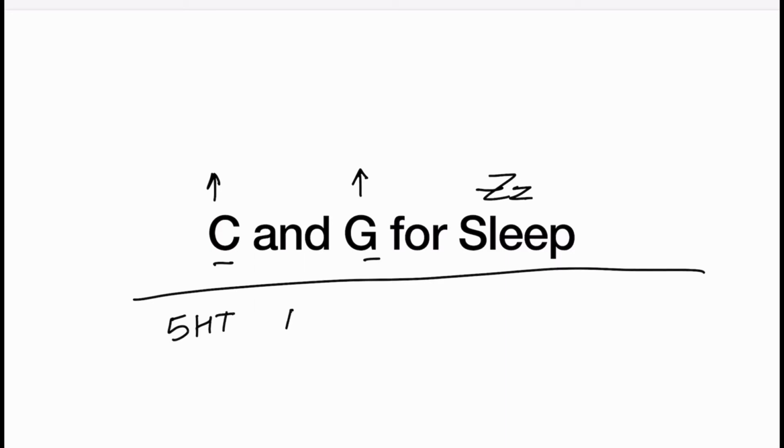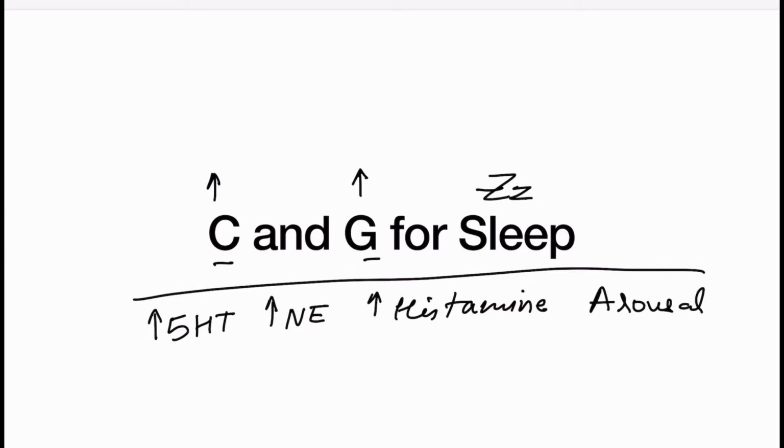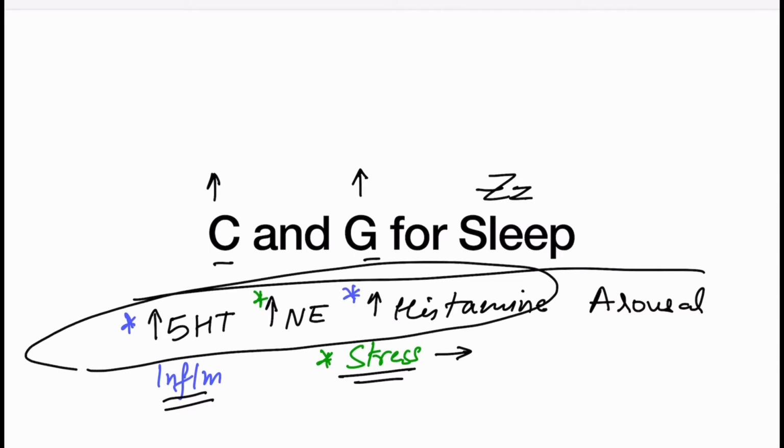5-HT, NE and histamine. Serotonin, norepinephrine and histamine are required for arousal. So increase in their level will cause arousal. Now understand these two, serotonin and histamine, are for inflammation and norepinephrine is for stress response. So a very crude way to remember is that these are things which should awake a person from sleep. So these are the neurotransmitters for arousal and C and G are the neurotransmitters for sleep.